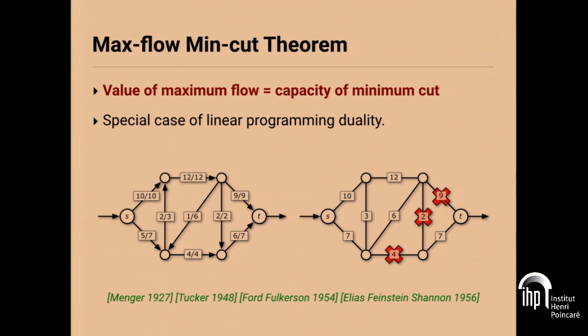This is an example of linear programming duality. If you write down the constraints as linear equations and inequalities and linear objective functions for maximum flow, and then you do the same thing for minimum cut, these two linear programs are formally duals of each other. And then there's a mechanical transformation from one to the other.